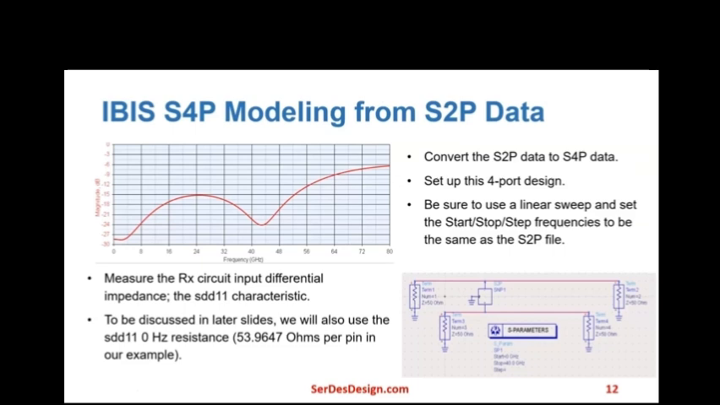To convert the S2P data into S4P data that is usable as an IBIS model, set up the S parameter schematic with this S2P file as shown in this lower left schematic. The differential input impedance characteristics will be the same as the original S2P data when the output S4P is loaded with an infinite load resistance. Be sure to use a linear frequency sweep with the same start, stop, and step frequencies as the S2P data.